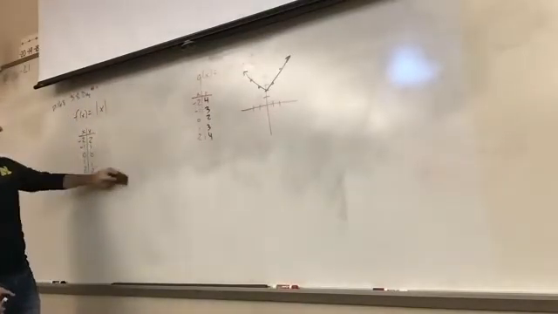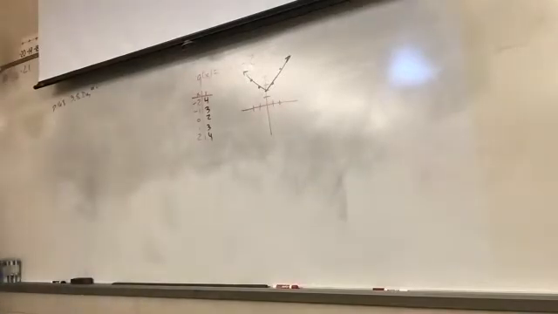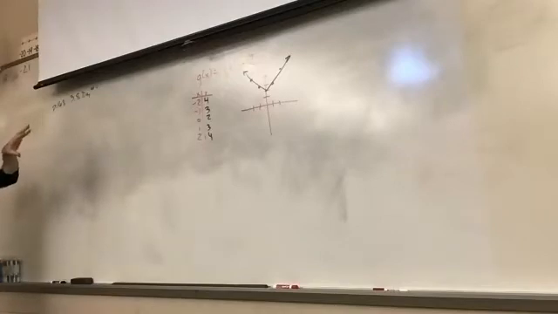Now, we said that the absolute value function is always going to be a V shape, which means we need to have a V shape on our graph. If we don't have a V shape, we're not done. We did it wrong, or we're in the wrong spot, or something.